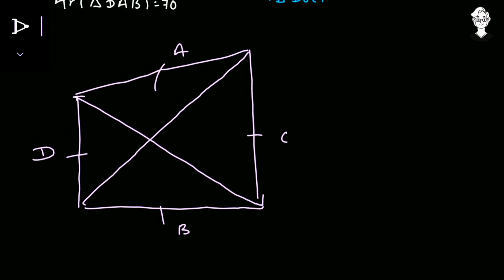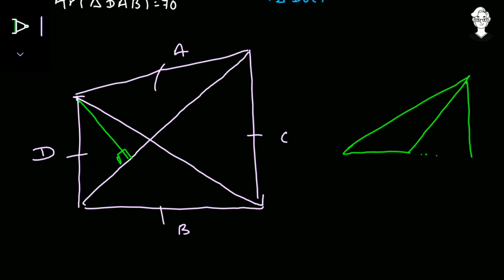Now to find some kind of areas, I have to draw the perpendiculars. So I draw a perpendicular from here to here. Now remember, if there is an obtuse angle triangle, then a perpendicular is drawn from its top corner and the base is extended as a straight line. So that has been considered as its height.